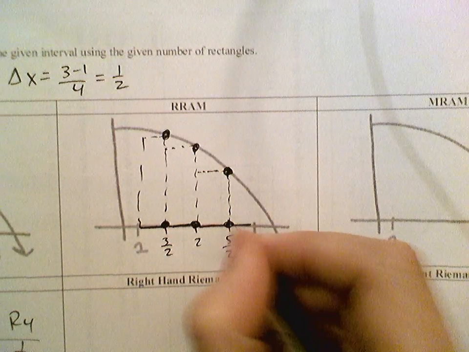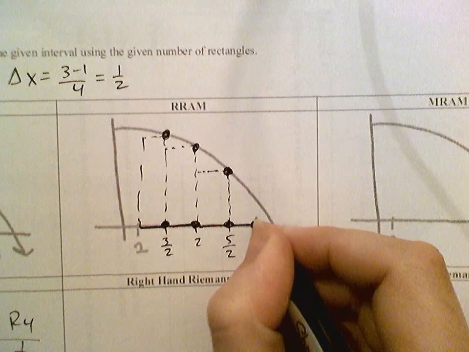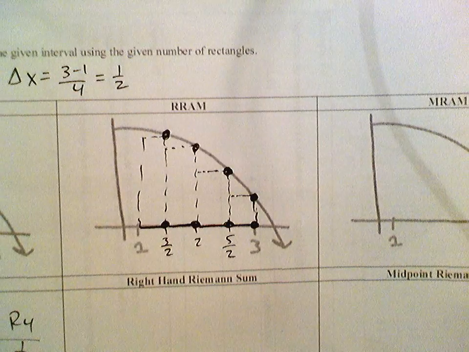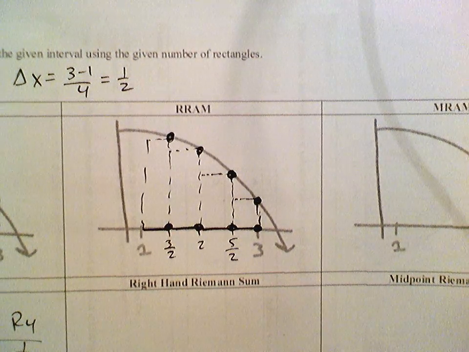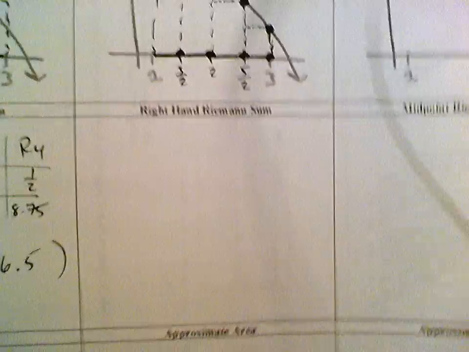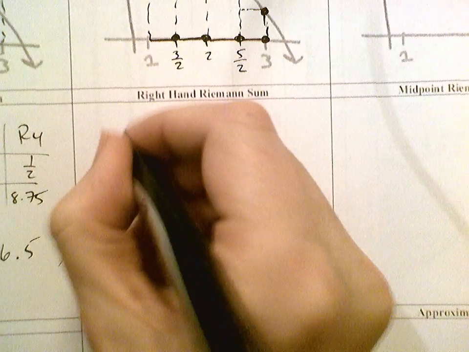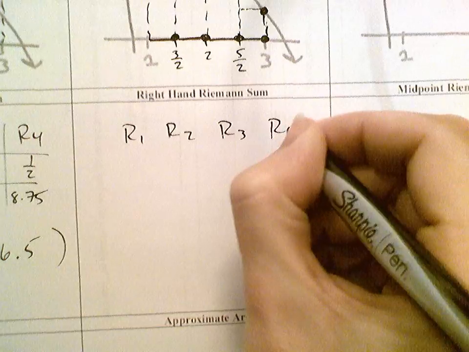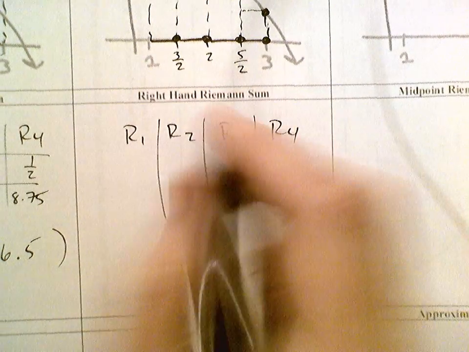Here is the fourth base, go to the right, up to the graph. Okay, so there's the 4 rectangles. So same thing as we did before. And speed the video up, guys, if you'd like. We're going to have the first rectangle, second, third, fourth.